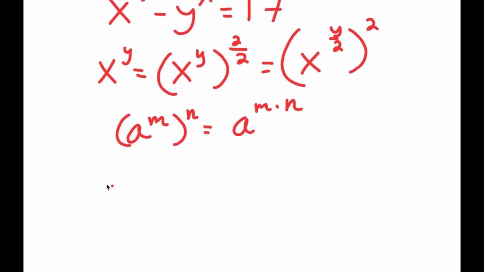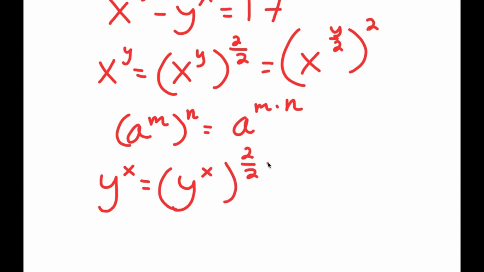Now, y to the power of x, I can also change this up as well. So y to the power of x, I can rewrite that as y to the power of x to the power of 2 over 2. And this, I can rewrite as y to the power of x over 2 to the power of 2.